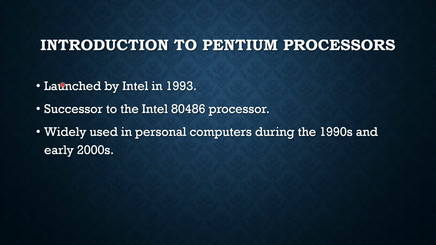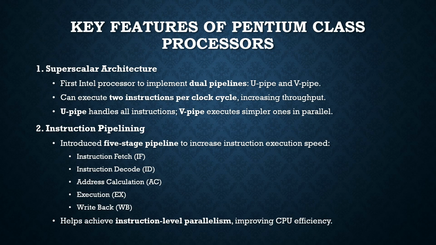Coming to the launch of Intel Pentium, as I have already mentioned in the previous slide, it was introduced in the early 1990s. The Pentium series of processors was launched by Intel first in the year 1993, and it is one of the successors to the Intel 80486 processor. It was widely used in personal computers during the 1990s and early 2000s. Coming to the key features of Pentium class of processors.